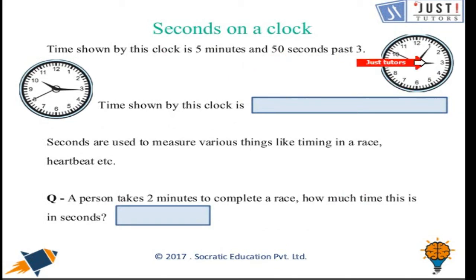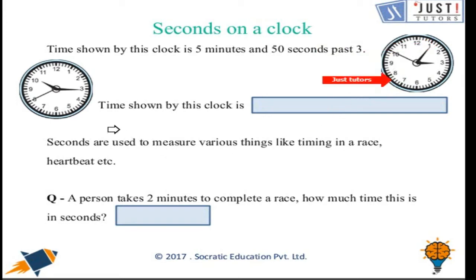So that's the number of hours, which is 3. That's the number of minutes, which is 5. And that's the number of seconds, which is 50. Let's see why that's 5 and why that's 50. So we're taking jumps of 5 each time. That's 5, 10, 15, 20, 25, 30, 35, 40, 45, 50. And that's why we have 50 seconds and 5 minutes in this case.